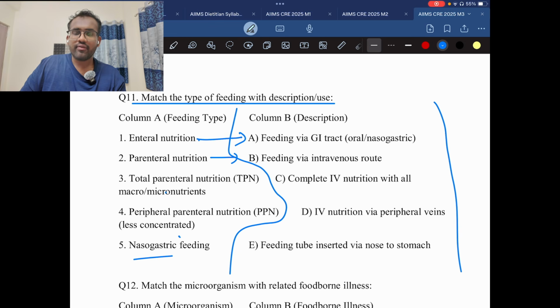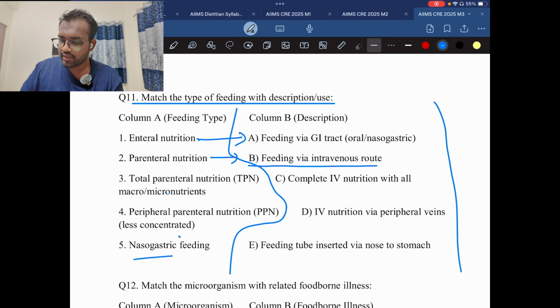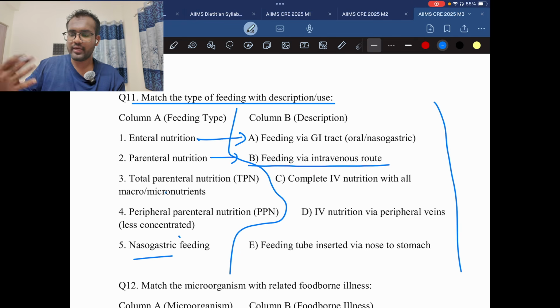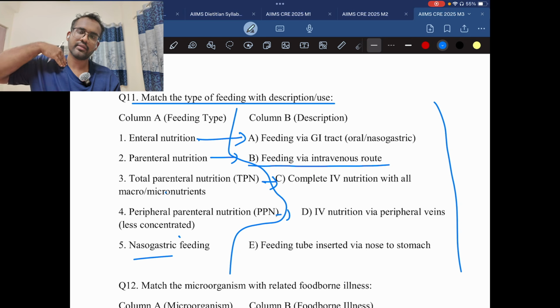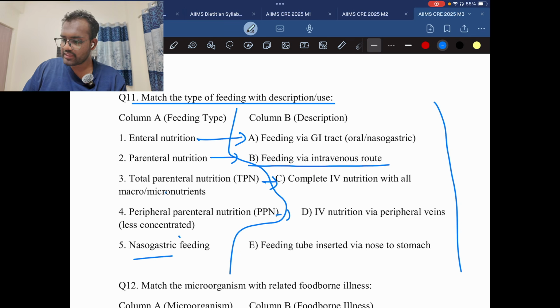Parenteral nutrition is given when there is no function of the GI tract. So it is given by the intravenous route. So it is called feeding via intravenous route. Total parenteral nutrition is a complete IV nutrition with all macro and micronutrients. Okay, and peripheral nutrition is given from the smaller veins, like peripheral from the hand or anything. Central means they will give from the jugular vein. So the answer will be D. Okay, IV nutrient via peripheral veins.